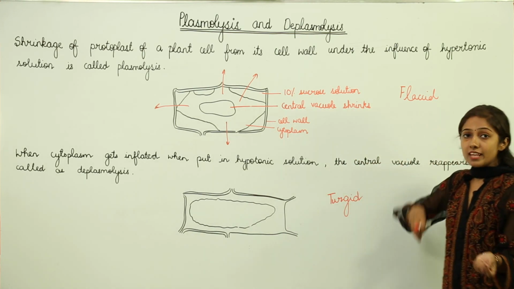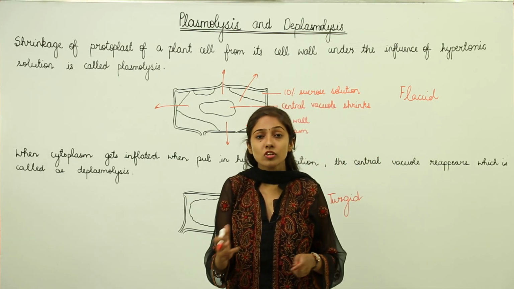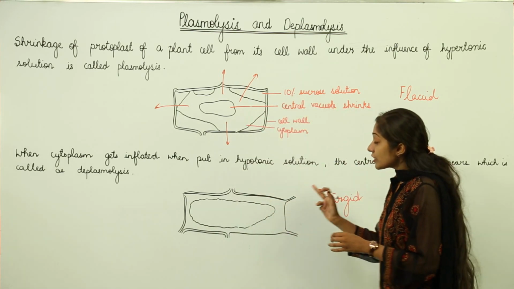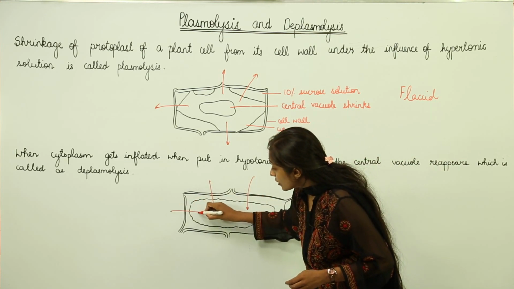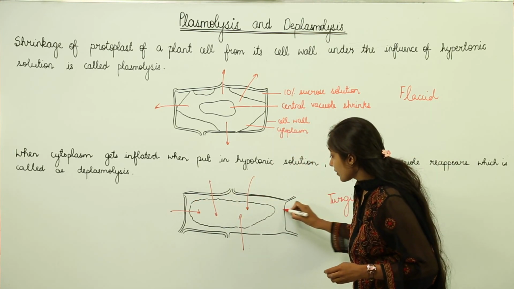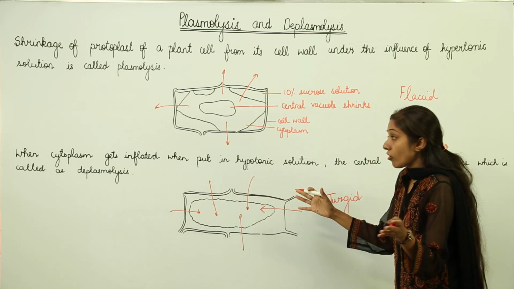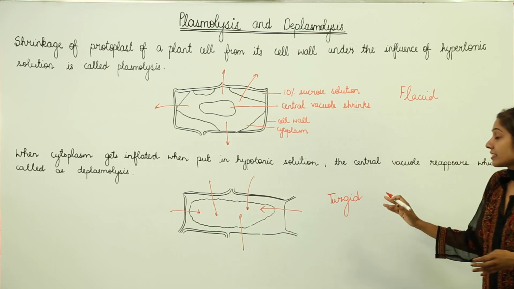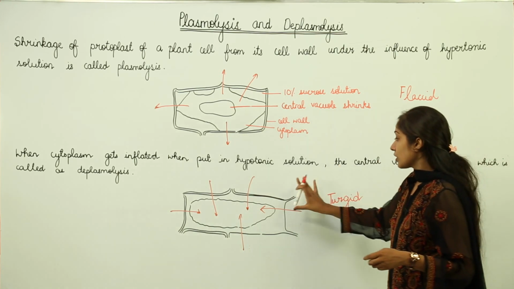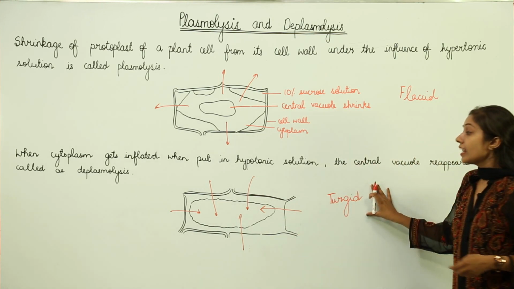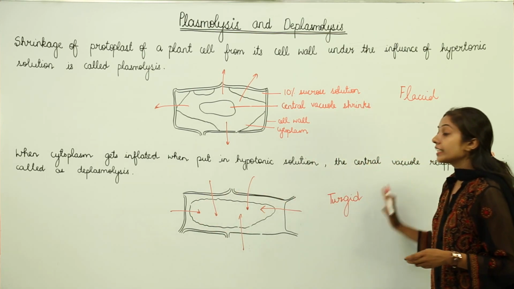Then the opposite happens. When you put the same cell into water, meaning a hypotonic solution, the water is going to enter from outside to inside. So, this is going to lead to the distended state of the cell. The cytoplasm gets inflated, or you can say distended, and the central vacuole reappears. This is known as a deplasmolyzed cell or a turgid cell, and the process is known as deplasmolysis or turgidity.